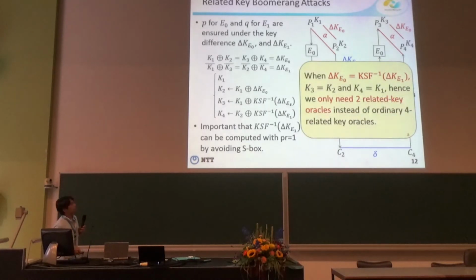And one more thing, when the result of inverting the middle difference to the beginning is equal to the difference for another pair, then K2 becomes K3 and K4 becomes K1. So actually we only need 2 related-key oracles instead of the ordinary 4 related-key oracles. So I want to say that this related-key attack really requires minimum key relations.